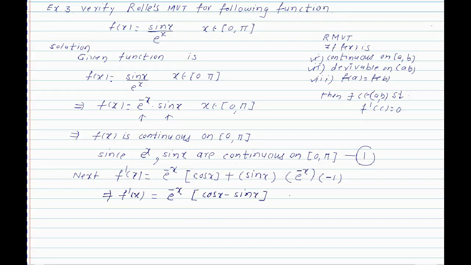And this derivative exists for all x in the open interval 0 to pi, because the values of cos x, sin x, e to the power minus x exist for all x in this open interval 0 to pi. That is, f dash x exists on the open interval 0 to pi. Suppose this is equation number 2.